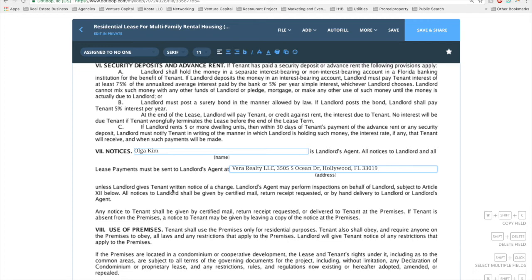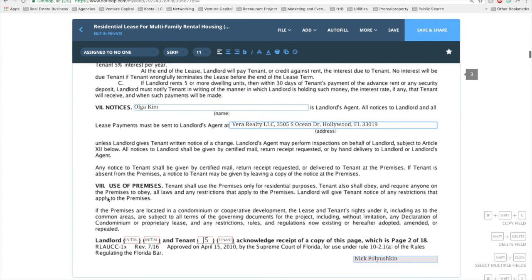Unless landlord gives tenant written notice of a change, landlord's agent may perform inspections on behalf of landlord, subject to Article 12 below. All notices to landlord shall be given by certified mail, return receipt requested, or by hand delivery to landlord or landlord's agent. Any notice to tenant shall be given by certified mail, return receipt requested, or delivered to tenant at the premises. If tenant is absent from the premises, a notice to tenant may be given by leaving a copy of the notice at the premises. Number 8, this is standard wording here, so please read it on your own.